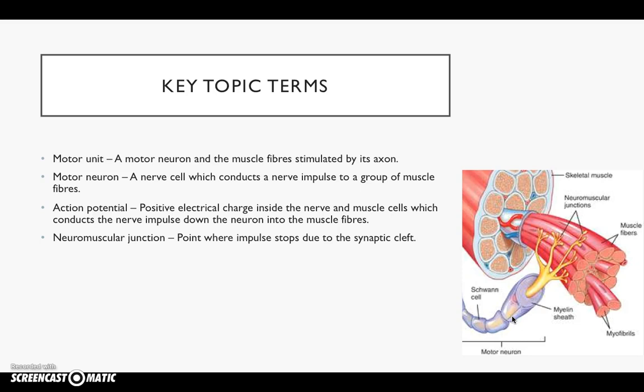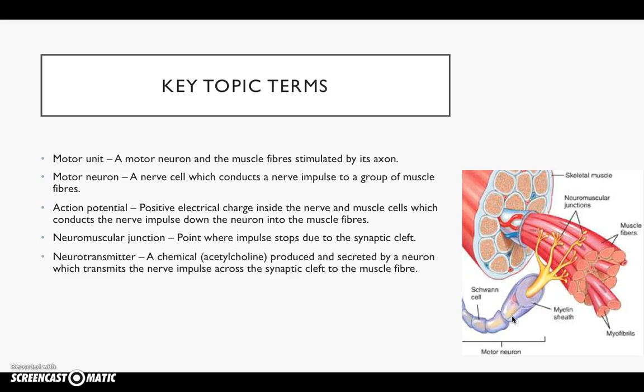Now, we will be going on again in detail about this in lesson, so don't worry too much now. Just want you to try and remember these terms and get down the definition of them. So you've also got neurotransmitter: a chemical, acetylcholine, produced and secreted by a neuron which transmits the nerve impulse across the synaptic cleft to the muscle fibers.